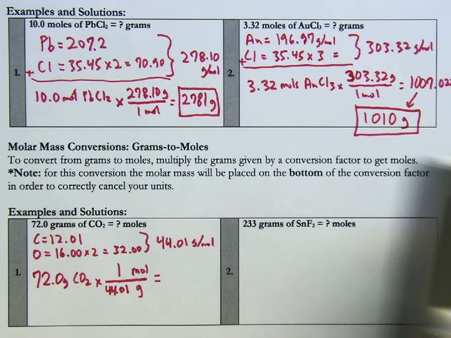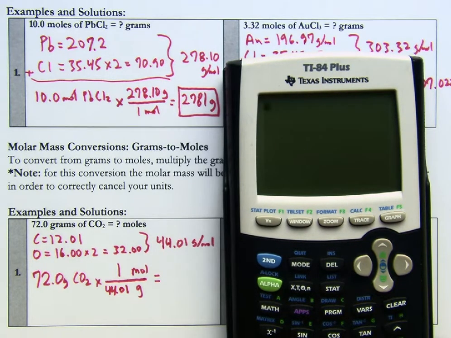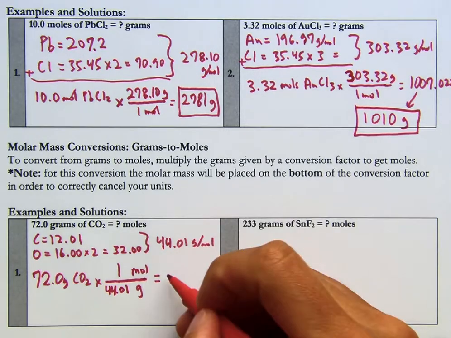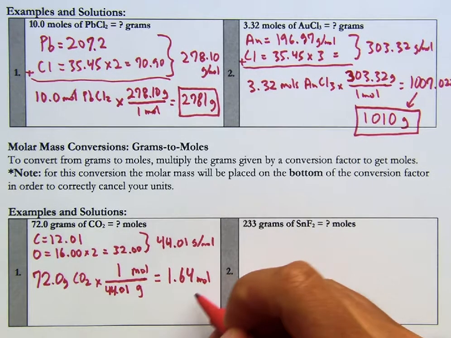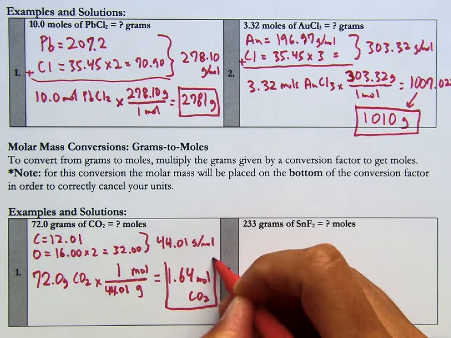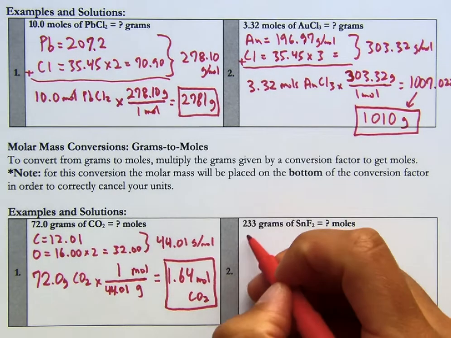So let's just use our handy dandy calculator here. 72 divided by 44.01. We get 1.64 moles of CO2. You always check, does your answer make sense? Yeah, it does. All right, more of the same on the next problem.